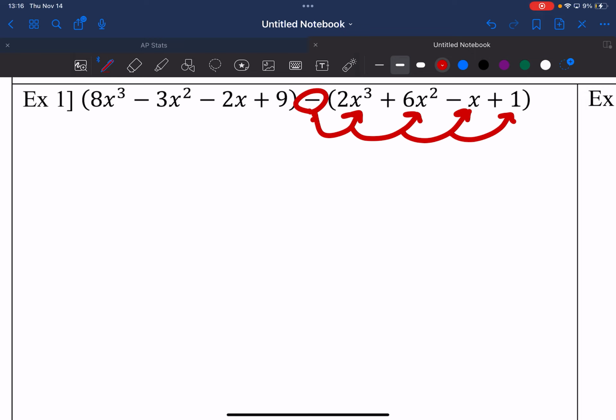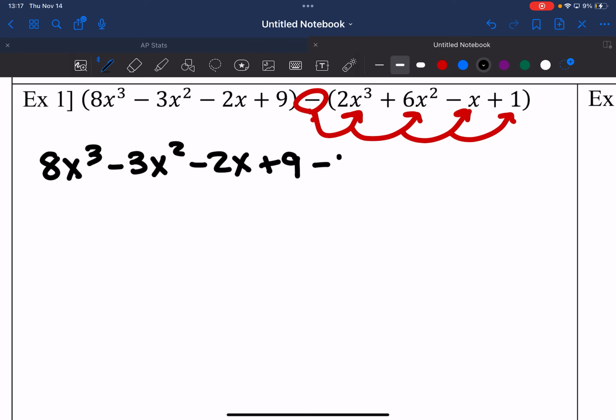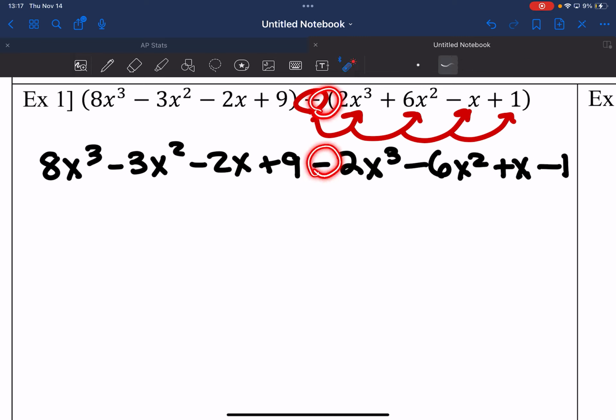Once we do that, we can rewrite everything without the parentheses. So I have 8x cubed minus 3x squared minus 2x plus 9 minus 2x cubed minus 6x squared plus x minus 1. Notice how all my signs changed. Then I just combine like terms. But remember, when I'm writing this in standard form, I need to make sure that the highest exponent comes first. So in this case, the highest exponent is x cubed, so I'm going to do those ones first.